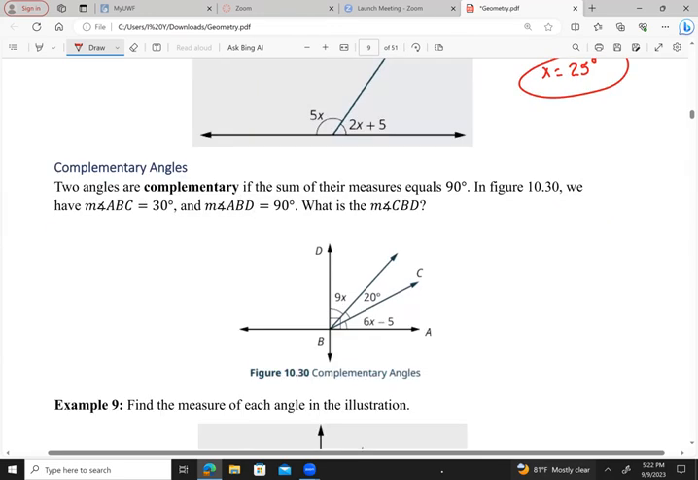Two angles are complementary if the sum of their measures equals 90 degrees. So we have angle ABC, which is 30, and angle ABD, which is 90. What is CBD? Well, simply 90 minus 30, or 60 degrees.